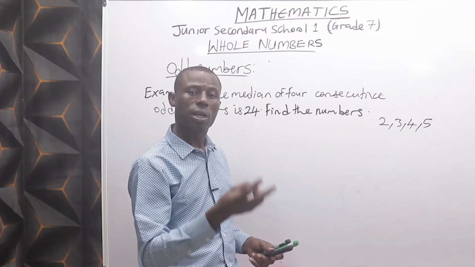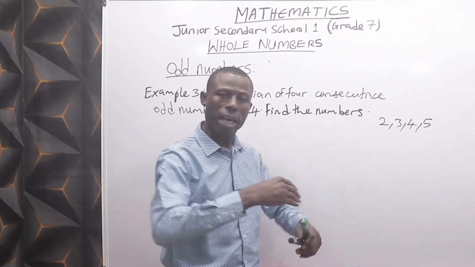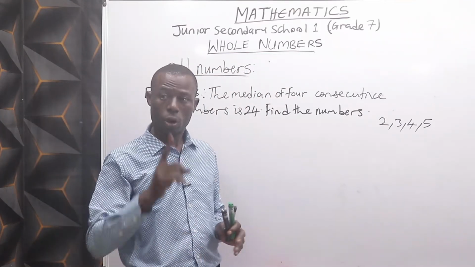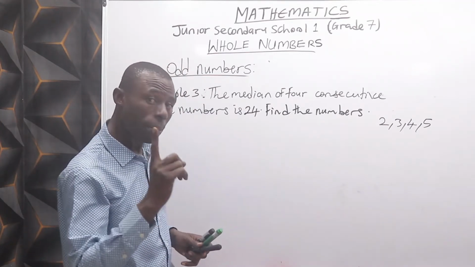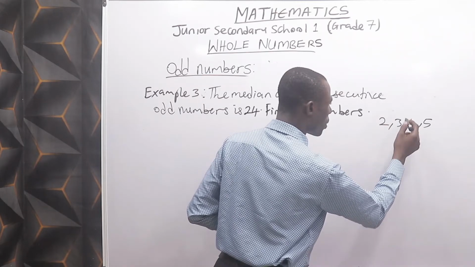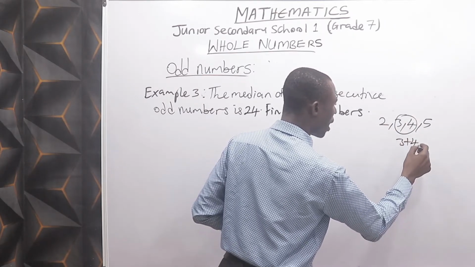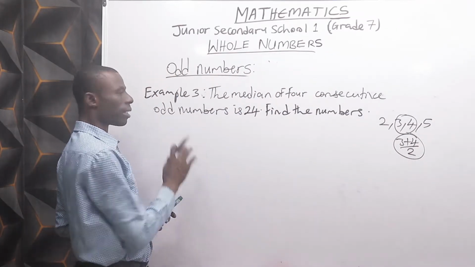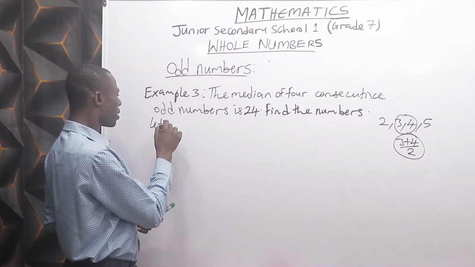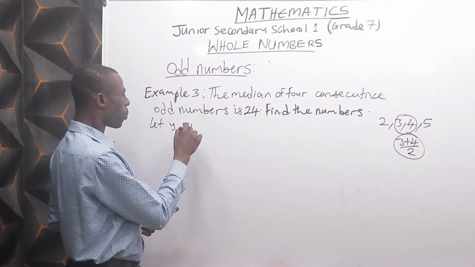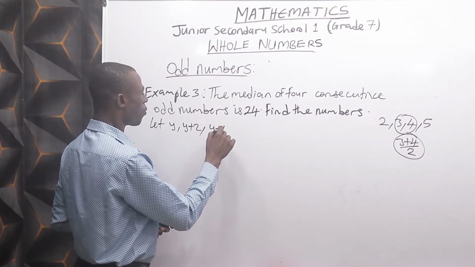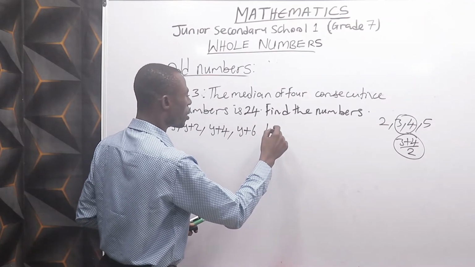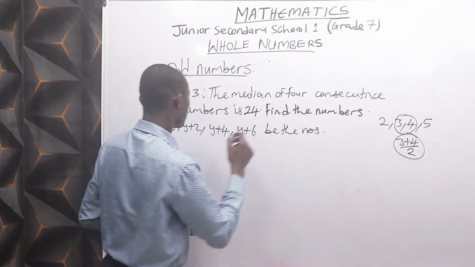If it is 6, 8, 10, 12, any even number, then 2 numbers will fall into the middle. Not a single number will be in the middle. The 2 numbers in the middle will be added together and divided by 2 to give the median. So also in this case, let y, y plus 2, y plus 4. How many are there? 4. y plus 6 be the numbers.